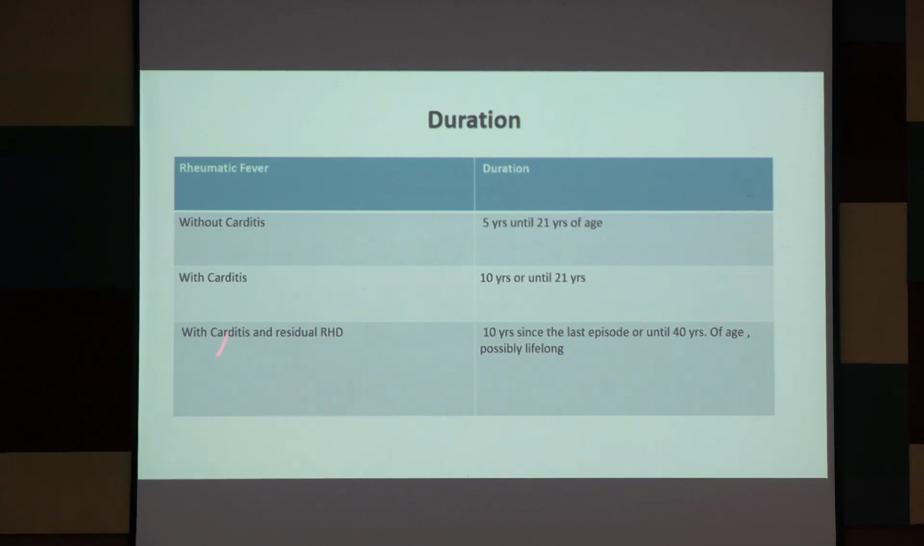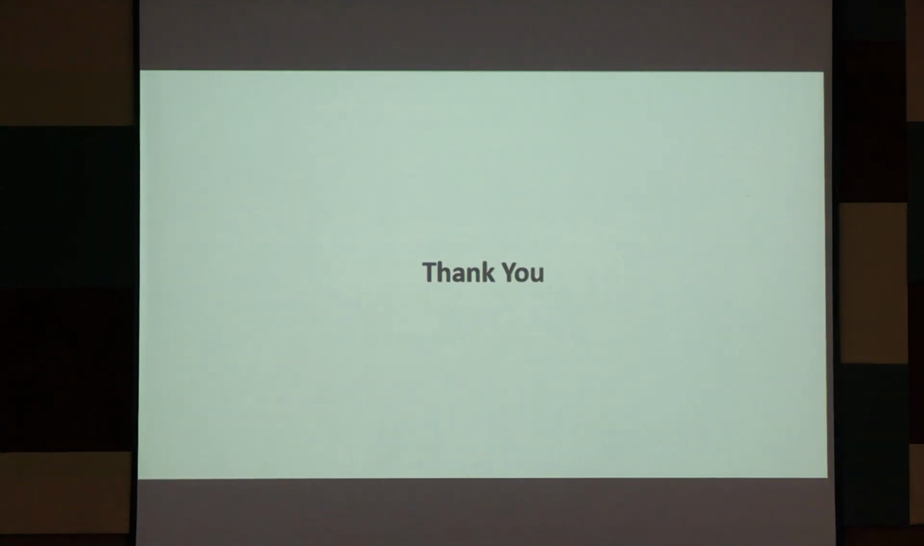Okay. Second thing is with carditis, 10 years, or until 21 years of age. And with carditis and valvular damage, 10 years since the last episode, and until 40 years of age, possibly lifelong. Okay. So this is the duration of the therapy, and after that there is nothing there, but this secondary prophylaxis duration you should commit it to memory if there is any case of rheumatic fever.